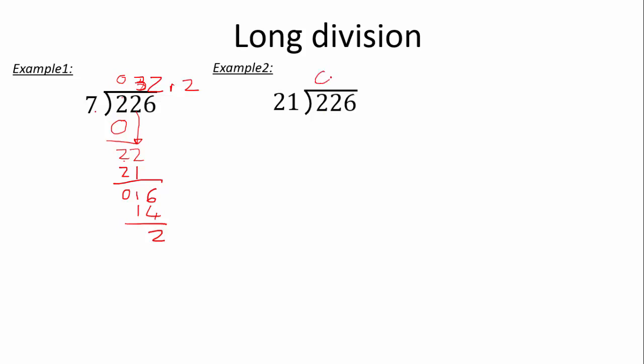We know that that goes in 0 times. 21 times 0 is 0. We bring out 2. 2 minus 0 is 2. We bring our 2 down and we get 22.